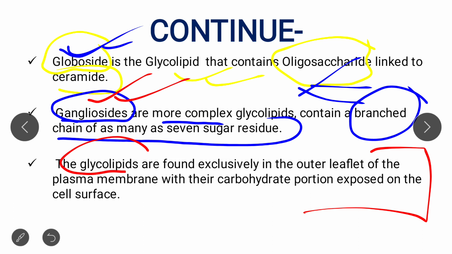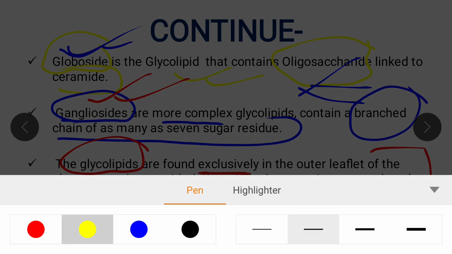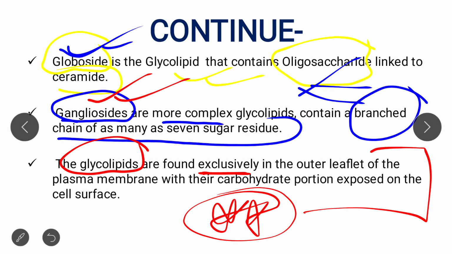These glycolipids are found exclusively. Please remember this point. This point is very important from the examination point of view. These glycolipids are exclusively found in the outer leaflet of the plasma membrane. In the outer leaflet.